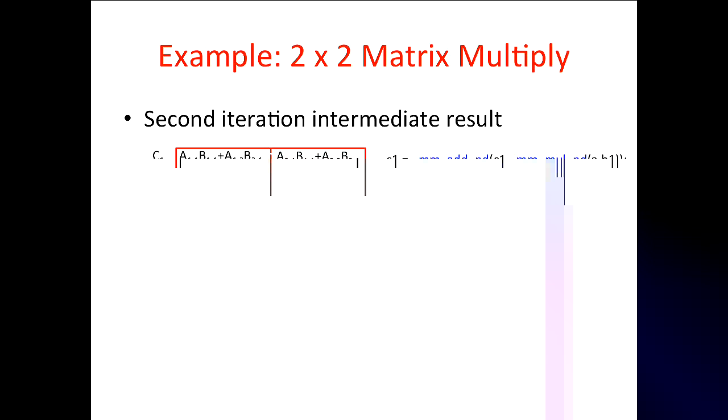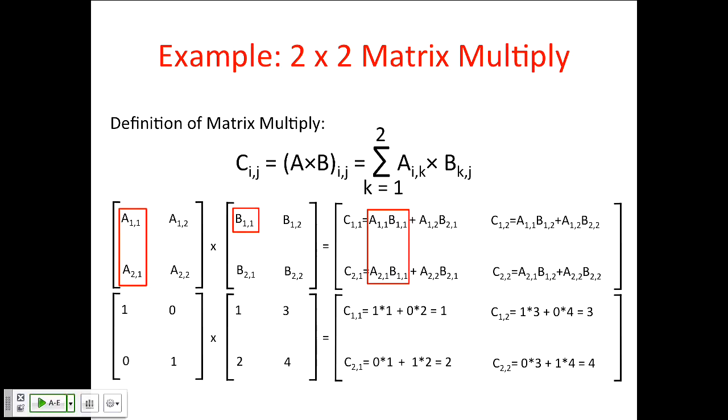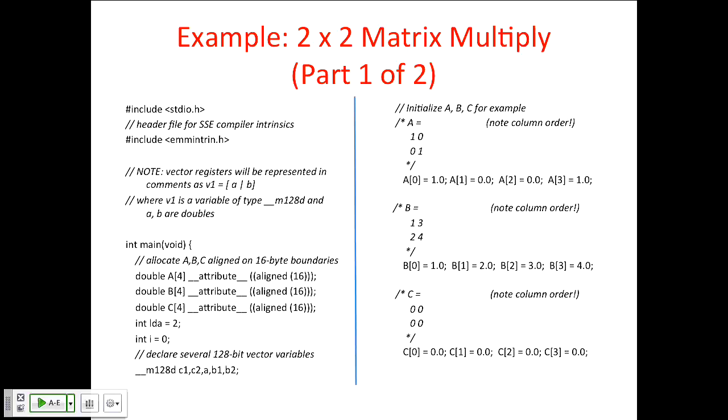Okay, so that was just sketching out what's happening. Now we dive into the code a little, looking at the code details and getting used to the syntax. The first thing is you have to include a header file to get access to the intrinsics in your C code. There's a header file that defines them for the compiler.